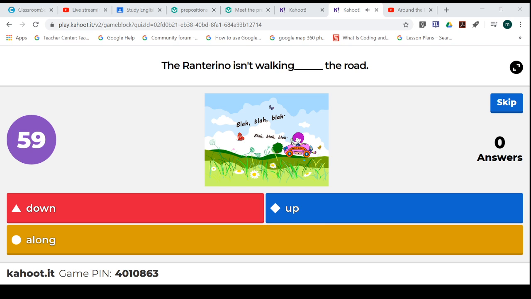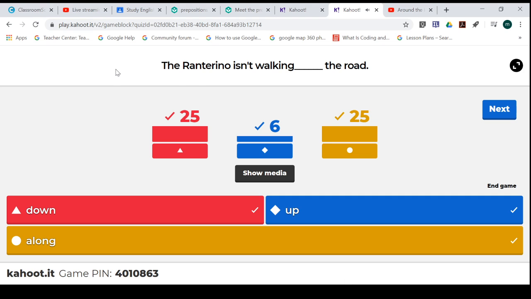Right, easy or difficult? The Ranterino isn't walking the road. Well, we can see he's in his car, yeah? So definitely not walking, but what do we say? The Ranterino isn't walking down the road, along the road, or up the road. Limu, what do you think of this one? Too easy? Well, there you go. All are correct.